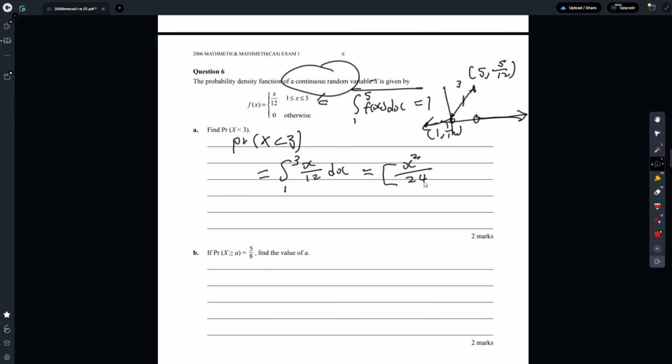So that's over 24. Then we get 3 squared on 24 minus 1 on 24. 9 minus 1 is equals 8 on 24, which equals 1 on 3.